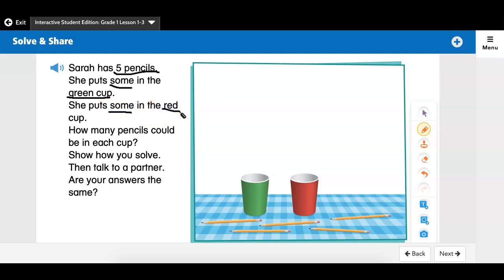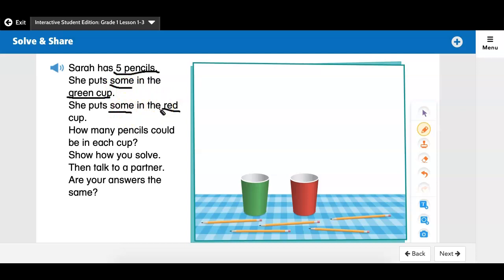So boys and girls, if you want to do this when you come to any kind of question, I like to underline or circle important words, so when I begin working out the problem, I can go back and say, okay, what exactly is it asking me to do? What is my total number I started with? So then it asks, how many pencils could be in each cup? Well, if we go back and look at our question, it says that only some were put in the green cup and some were put in the red cup.